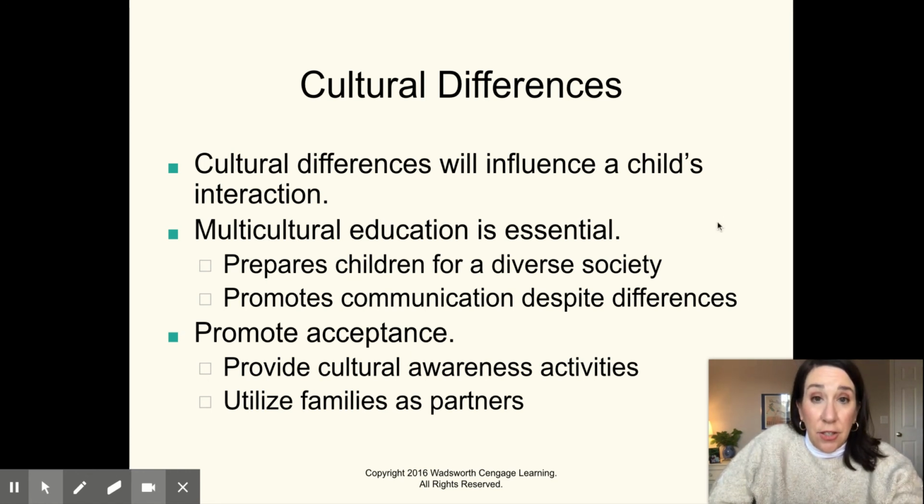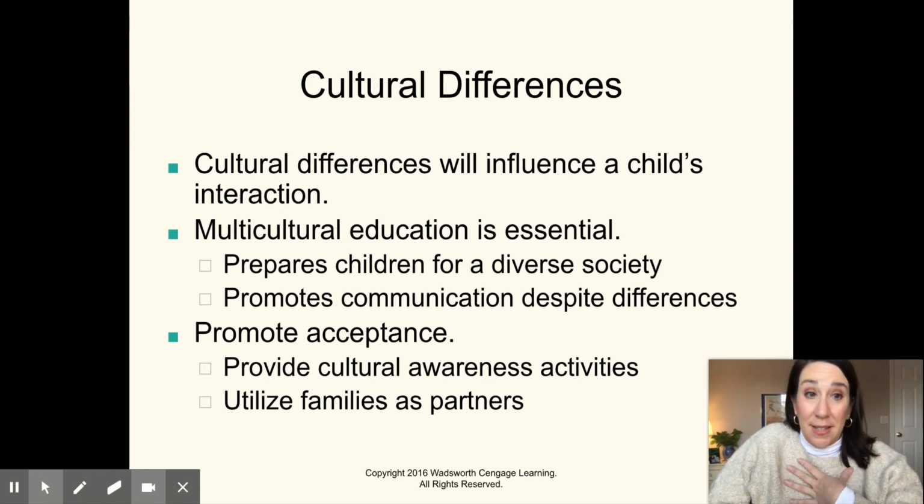Multicultural education is essential. It prepares children for a diverse society and promotes communication despite differences. I am a little bit sad for children who grew up like myself in a small town where everybody looks the same, speaks the same language, and goes to the same churches, and is homogenized. When everybody's the same, it's not realistic. That's not the way the world works. Once you get out of that little bubble, that's not the world that you're most likely going to live in. And so it's important that we expose children to a variety of different cultures and backgrounds.